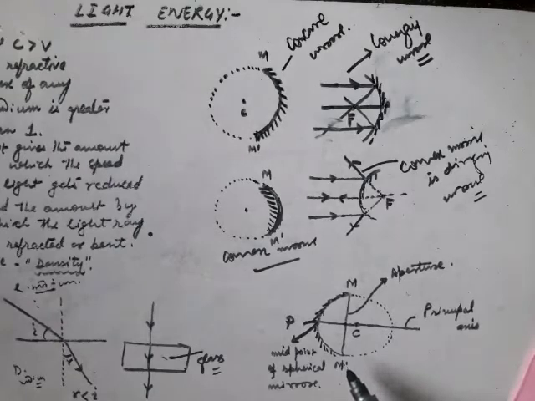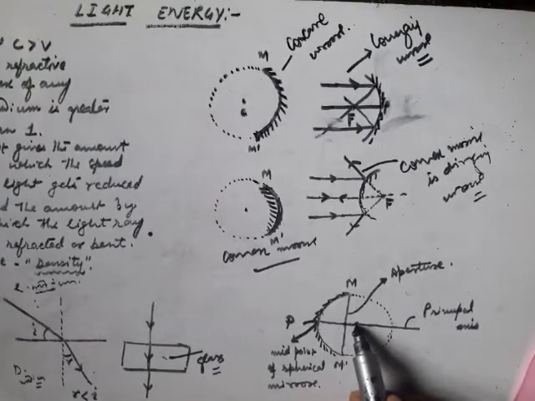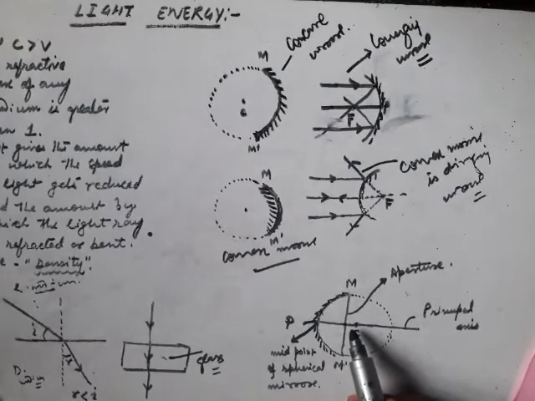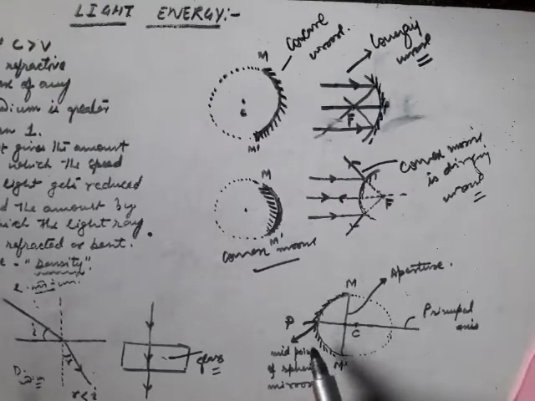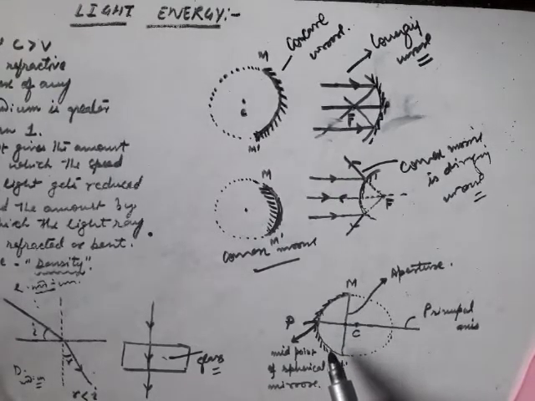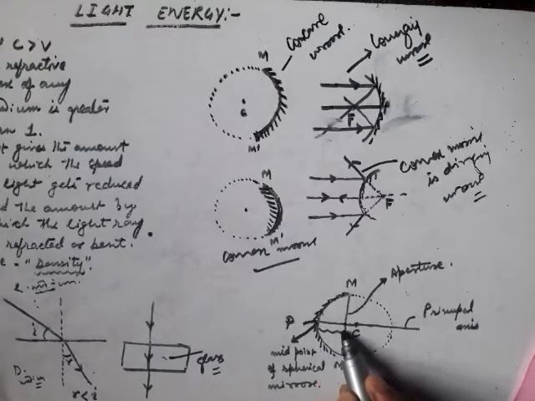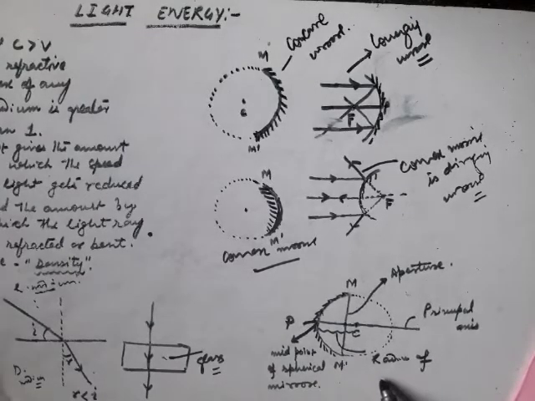What is radius of curvature? Radius of curvature is the total distance from the pole to the center of curvature, meaning the radius of the sphere of which the spherical mirror forms a part. Or we can say it is the total distance between the pole and the center of curvature. Okay, so this is the radius of curvature.